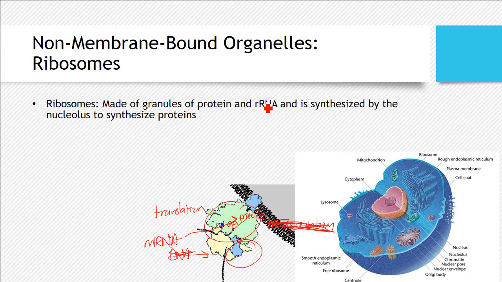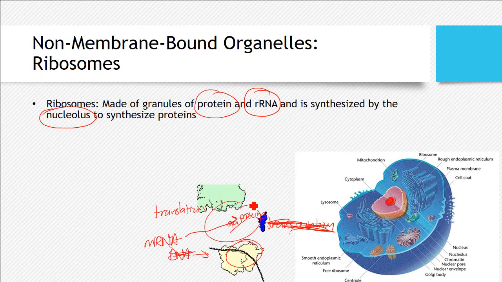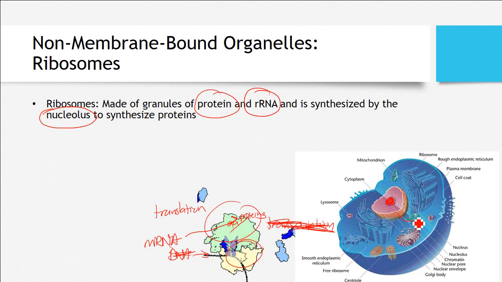Okay, so they are made up of rRNA. Ribosomes are made up of rRNA and small protein fragments. And there's 2 subunits once again. The ribosome subunits are made by the nucleolus. The nucleolus is part of the nucleus. It's this part of it. And then it gets shipped out. The subunits get shipped out into the cytoplasm.